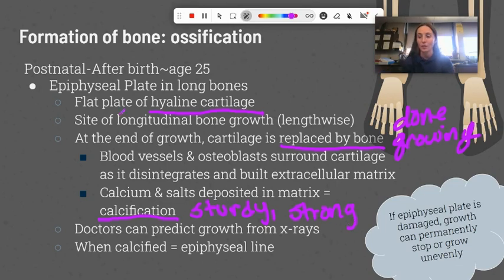If you've gone to the doctor for a physical, doctors can predict our growth from x-rays of those growth plates. As soon as it's fully calcified, though, you're done growing, right? So calcified, we're done growing. They call that an epiphyseal line. And then if you are still growing and that plate gets damaged, growth could permanently stop in that specific bone, or it could grow unevenly. It really depends on the extent of the injury.